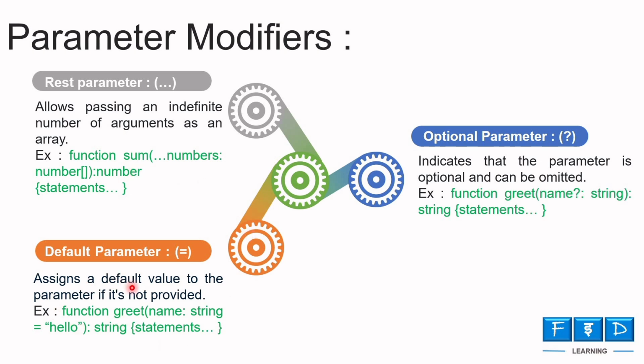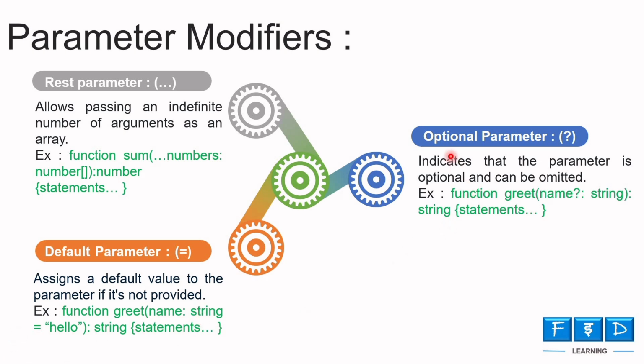Next parameter is the default parameter. It assigns a default value to the parameter if it's not provided. It means a function parameter that is assigned a default value if no value or undefined is passed to it when the function is called. And it's denoted by equals. Here in this example, you can see we can pass the value hello to this name parameter. Name of type string equals hello.